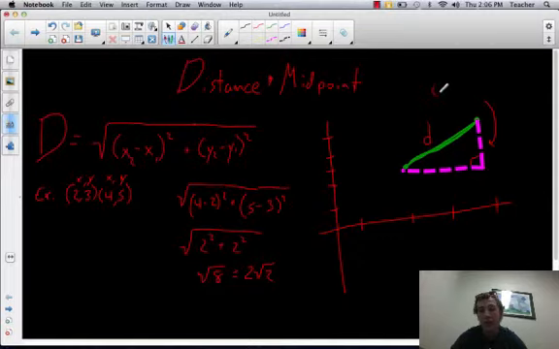This side here is simply y sub 2 minus y sub 1. Because what we're doing is we're taking the y values and finding the height. Here, we're taking x sub 2 minus x sub 1. So now we're taking the x values and we're finding the length.